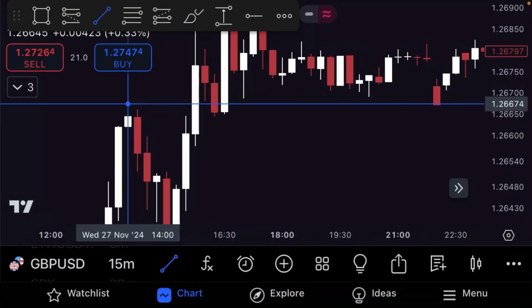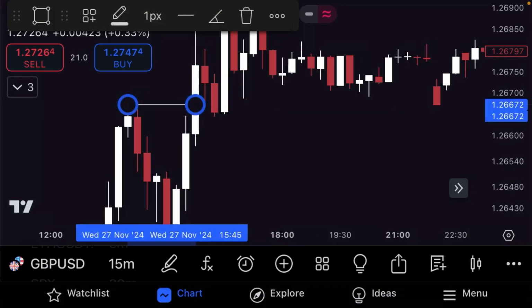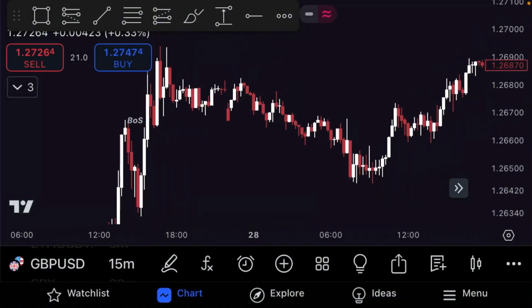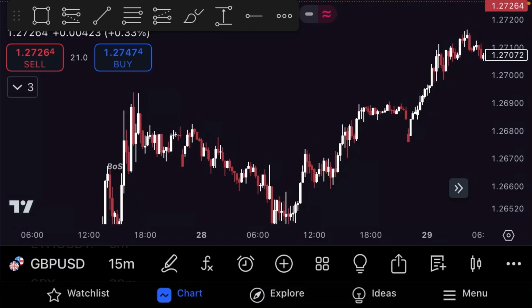I'm going to be mapping out all the breakout structures right now, and then I'm going to be explaining how we got these levels. Then we had this sweet reversal, then we have another breakout structure here.